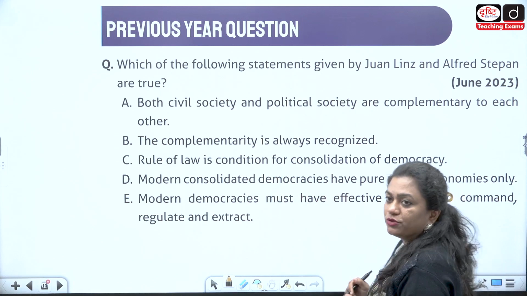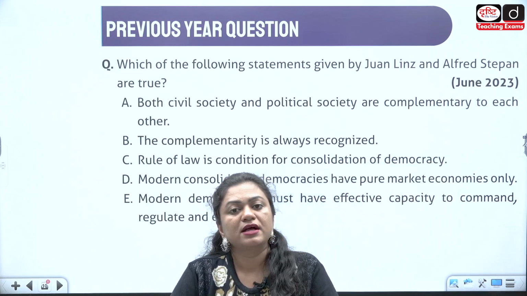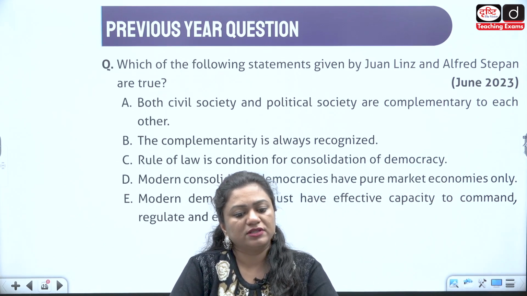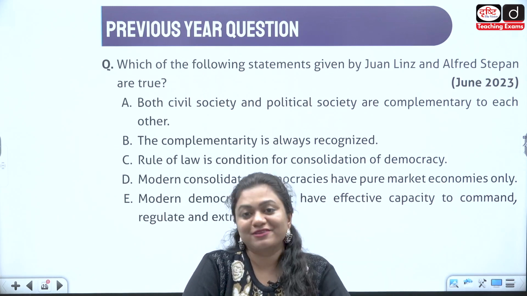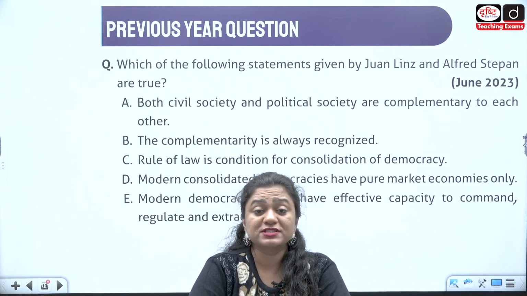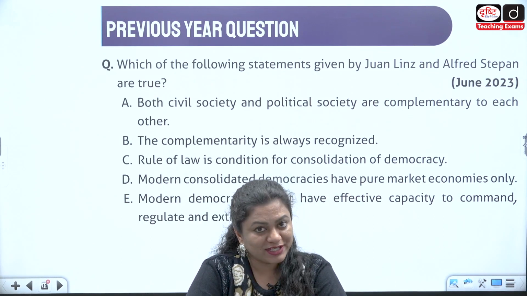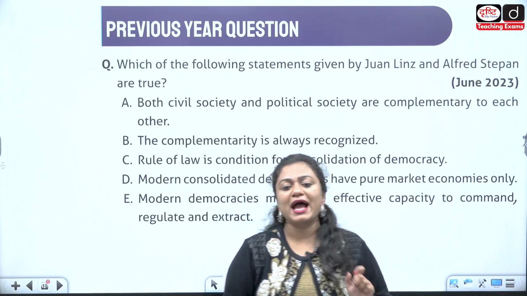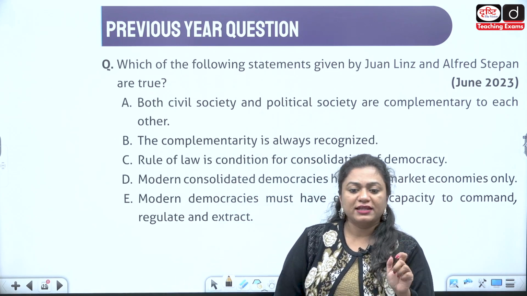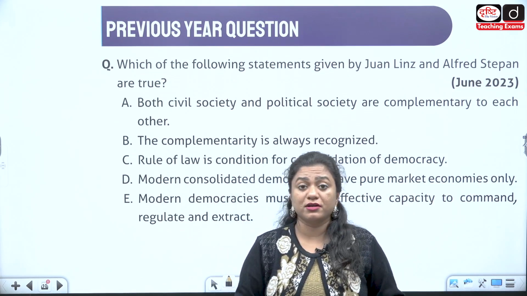So let me tell you, Juan J. Linz and Alfred Stepan have written a book together and the points are taken from that book. The book's name is Problems of Democratic Transition and Consolidation, and this was with respect to certain countries they have identified, because this is comparative political analysis.